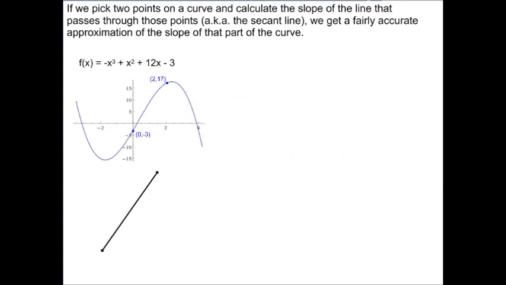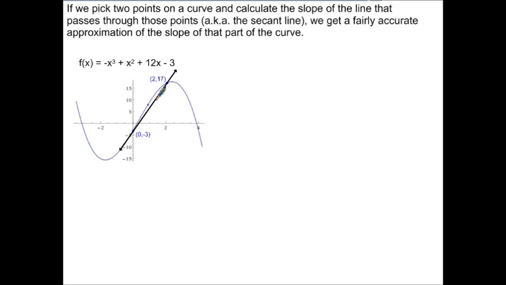A good approximation can be achieved if we do this. Pick 2 points on a curve and calculate the slope of the line that passes through those points, which is the secant line. You might remember the term secant from circles, which would be a line that passes through the circle. A secant line relative to a curve is basically the same thing. So if I put that line right there, you can see that my line and the curve are pretty close together. Not dead on, but pretty close. So again, this is why it's an approximation to that part of the curve.